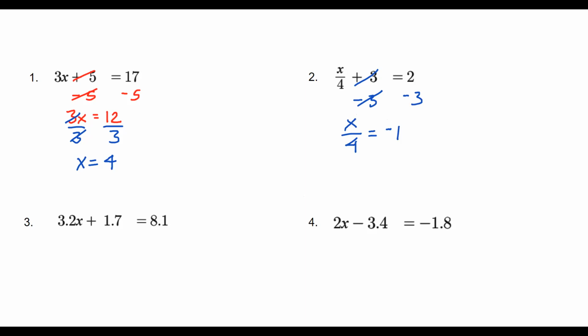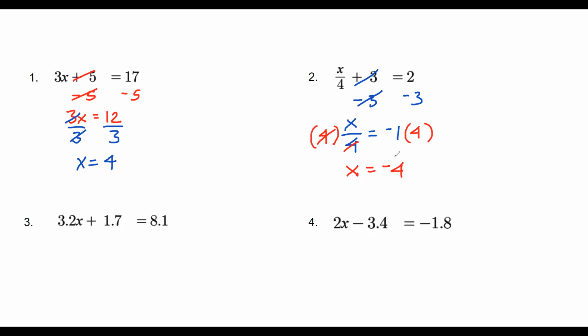Change my color again here. In order to cancel that out, we're going to have to multiply by 4. The opposite of division is multiplication. So let's multiply both sides by 4. Cancels that out, and we get x is equal to negative 4.